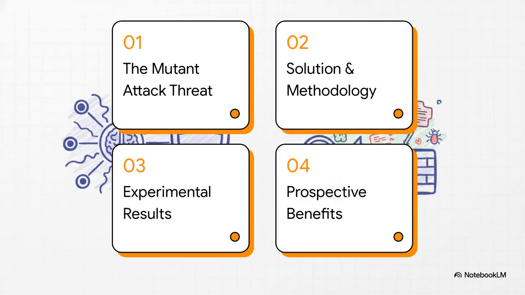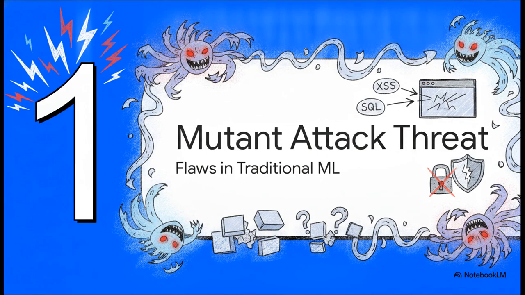Okay, let's dive into this. Here is our roadmap for today. First, we'll cover the mutant attack threat. Then, we'll look at the solution and methodology, break down the experimental results, and wrap up with the prospective benefits. So, part one, the mutant attack threat, and really the problem with traditional machine learning defenses.